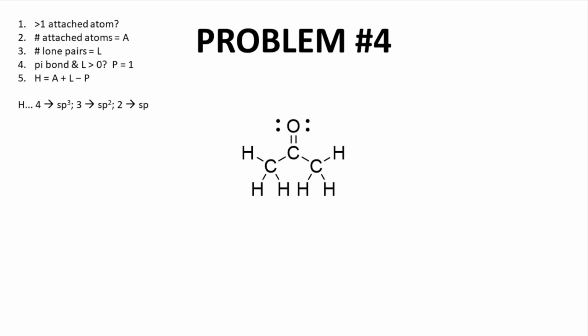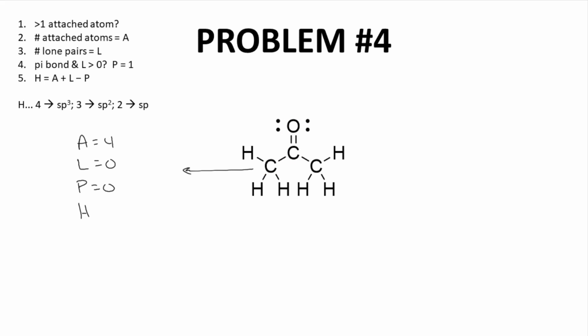Oh boy, question number 4 is going to be a little interesting. So we have 4 second row elements. These 2 carbons are identical by symmetry, so we'll only do one of those. Okay, so let's start with this carbon on the lower left. That carbon certainly has more than one attached atom. It has 1, 2, 3, 4 attached atoms. So A equals 4. It doesn't have any lone pairs, so L equals 0. It actually does have a pi bond next door. That carbon is attached to a pi bond, but it doesn't have any lone pairs. So P is still equal to 0.